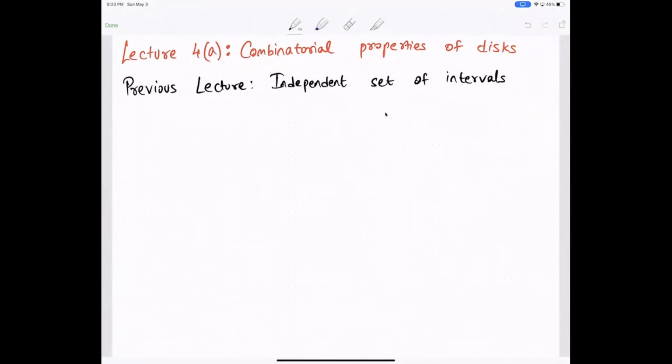Okay, so welcome everyone. So today's lecture will be on combinatorial properties of disks.